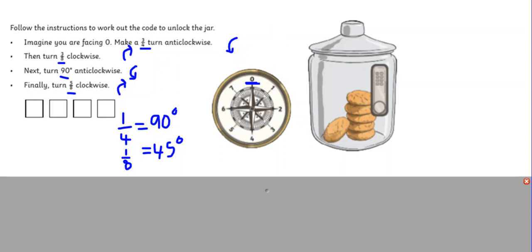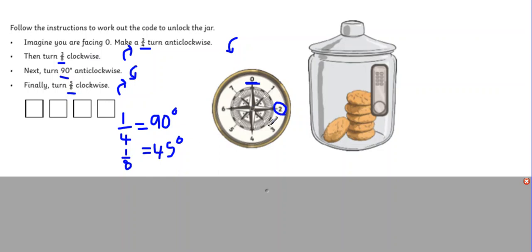Okay, let's have a look at the answers then. So, you have got to turn from 0, you've got to make a 3/4 turn anti-clockwise. So 1/4 would be 6, 2/4 would be 4, 3/4 would be 2, the first number. Then from there, you've got to turn 3/8 clockwise. Okay, so 3/8 is 135 degrees.